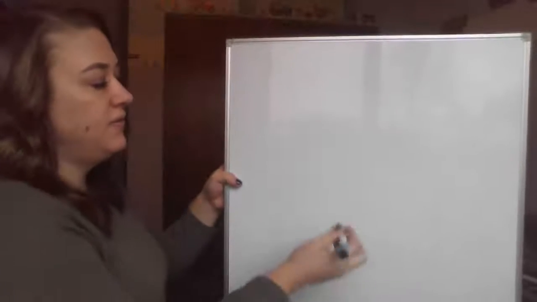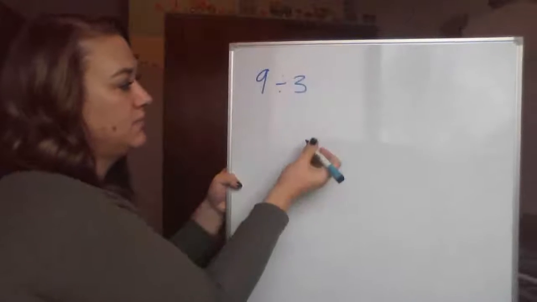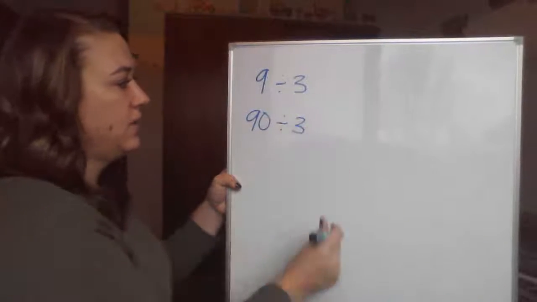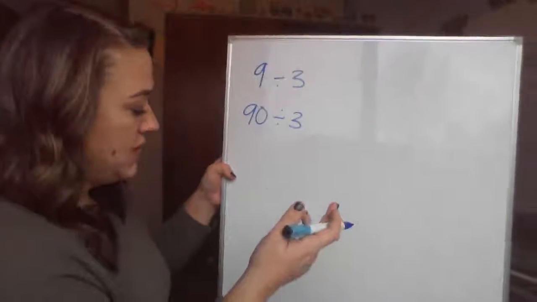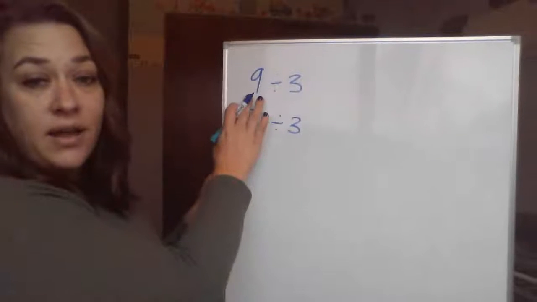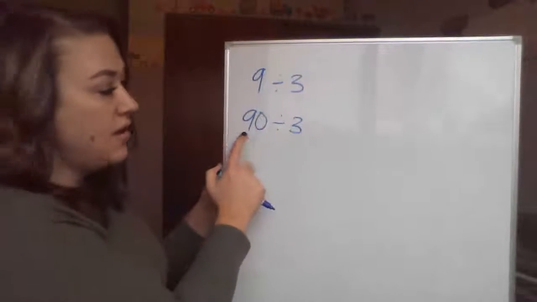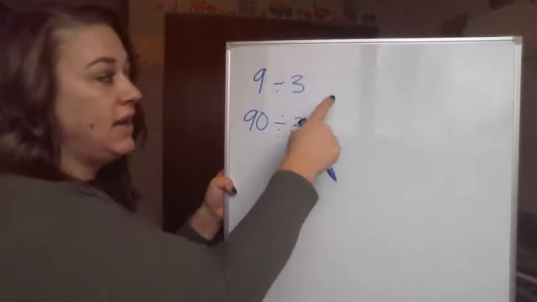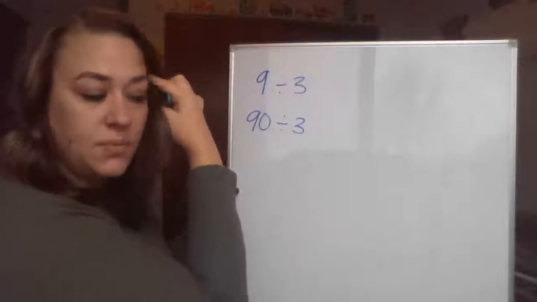Okay? So if I were to have 9 divided by 3, and 90 divided by 3, we can show this on a place value chart. I have 9 cookies, and I'm breaking them into groups of 3. I have 90 cookies, and I'm breaking them into groups of 3. And how many groups can we make?